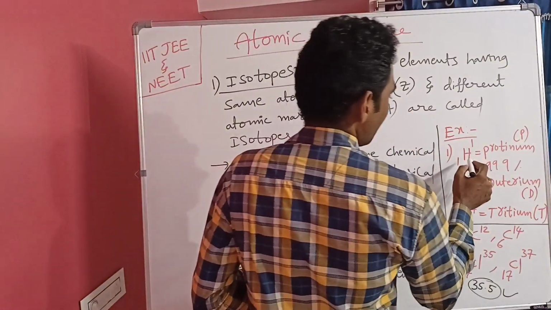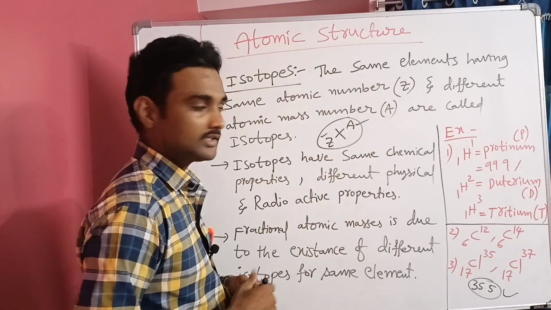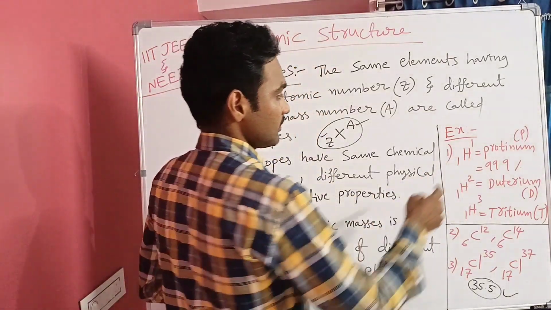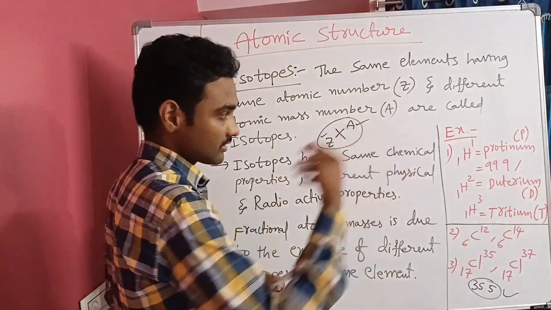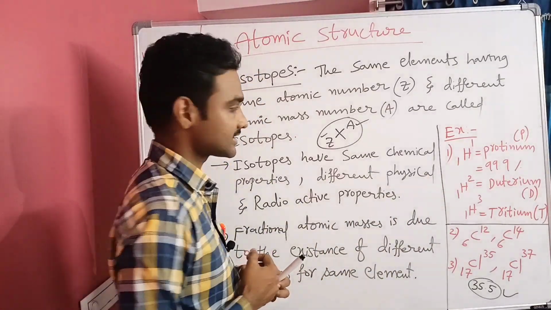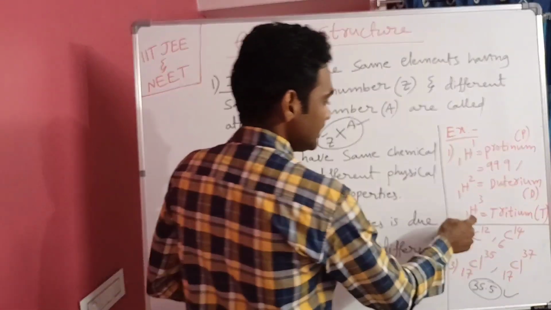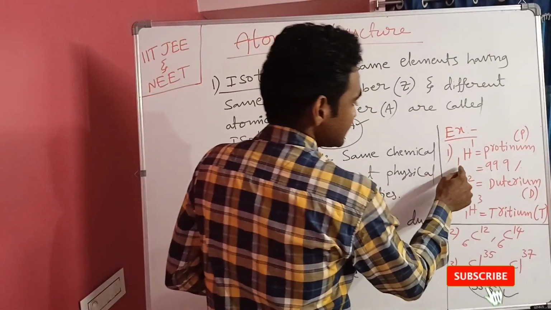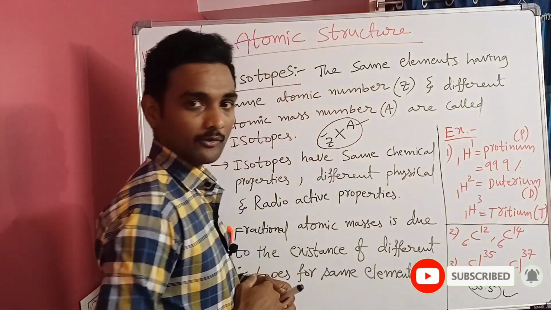Isotopes example, hydrogen 1, 2. Hydrogen has 3 isotopes mainly. The first isotope is H-1, called protium. It is most abundant in the universe, 99.9% of hydrogen. The remaining 2 isotopes are very small in percentage. The second one is H-2, called deuterium. The third one is H-3, called tritium. Simply, isotopes have the same atomic number but different atomic mass numbers. That you have to remember.